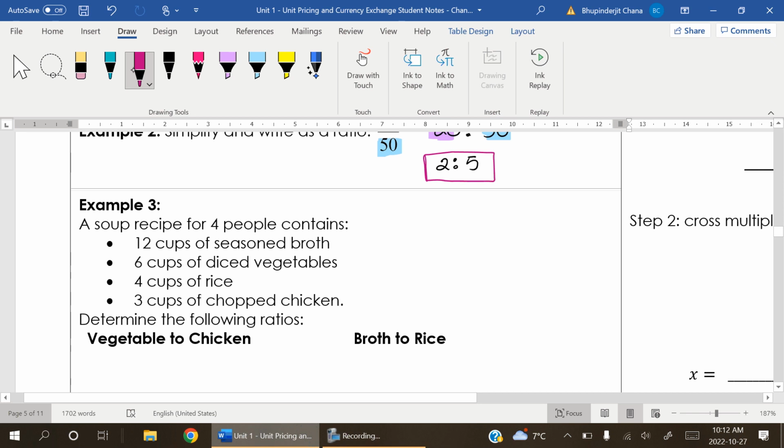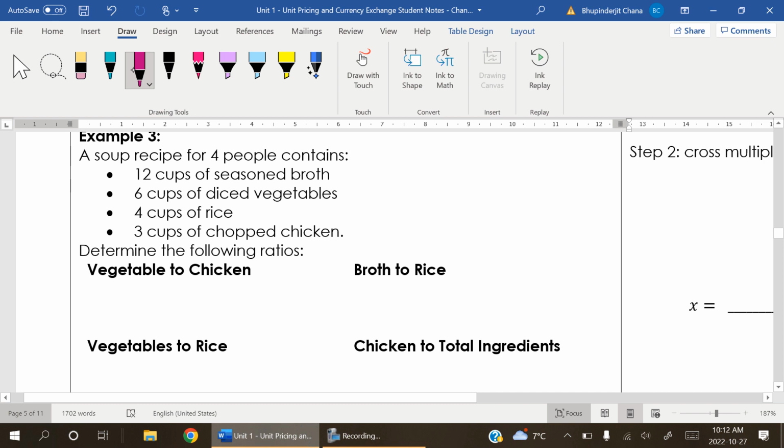Okay, so a lot of cooking recipes count for ratios. For example, when we cook rice, there's a certain ratio of water to rice that we should use. So here we have a soup recipe. We've got 12 cups of seasoned broth, 6 cups of diced vegetables, 4 cups of rice, and 3 cups of chopped chicken. So we're going to write our ratios.